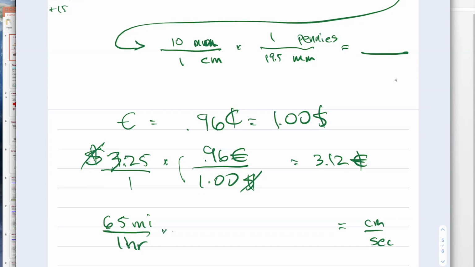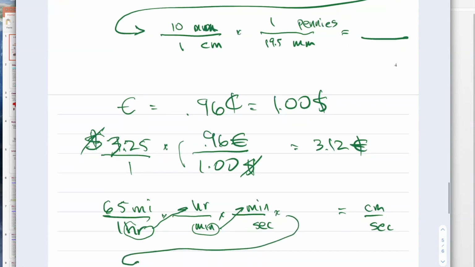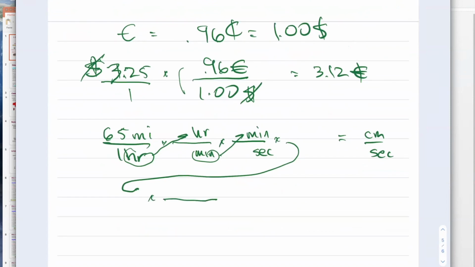So you guys know how to convert hours to minutes, minutes to seconds. See, I'm not even writing the numbers because I will fill that up later. All I'm doing is I'm allowing the units to walk me through. I'm allowing the units to set up the next conversion factor. And then I'm going to convert miles to centimeters, and I do that by doing this.